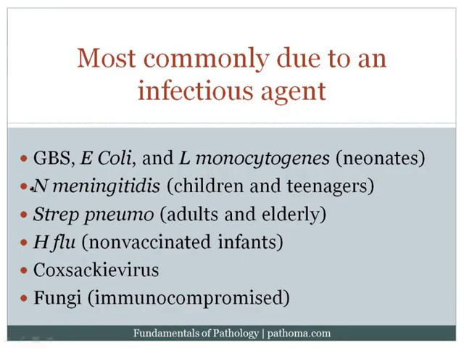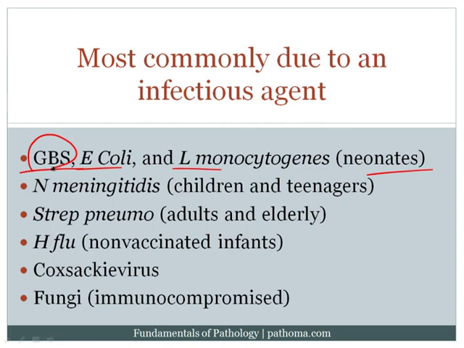Meningitis is most commonly due to an infectious agent. It's very high yield to know the agents and the age groups in which they occur. So, for example, in a neonate, the three most common causes are group B strep, E. coli, and listeria. Group B strep and E. coli can arise from the vaginal canal during the birthing process. In fact, in the case of group B strep, we'll test women in the third trimester to see whether they're colonized with group B strep. And if they are, we actually treat them with antibiotics to decrease their risk of exposure of the baby during the birthing process.